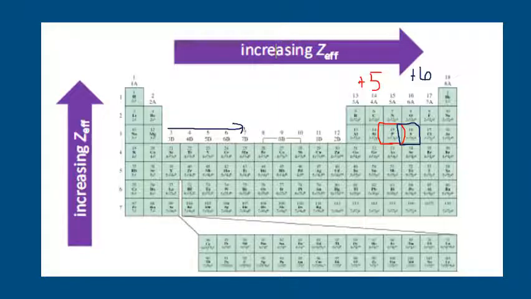So we start with sodium there at 11, then magnesium 12, aluminum 13, silicon 14, phosphorus at 15, and sulfur at 16. As we're moving across, we're increasing atomic numbers, but we're also adding protons and electrons, because remember that atomic number corresponds to the number of protons and the number of electrons.